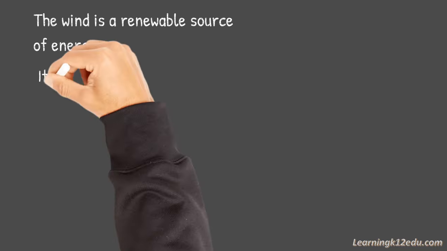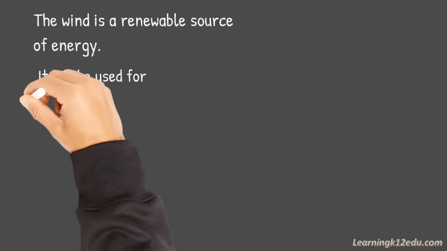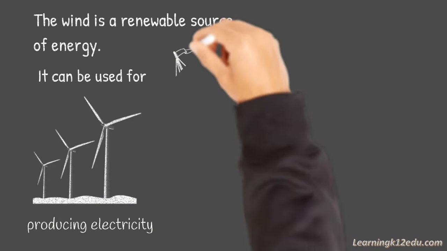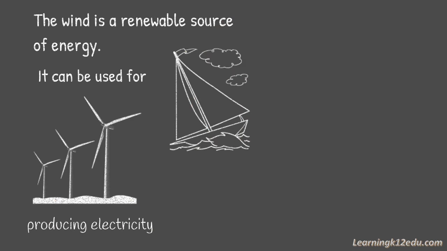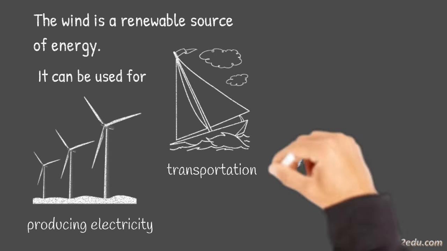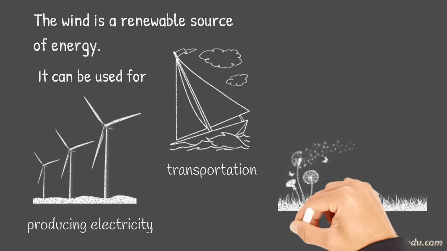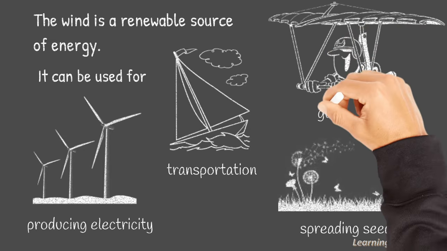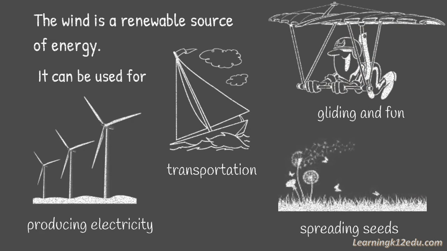The wind is a renewable source of energy. It can be used for producing electricity by windmills, transportation through sailboats, spreading the seeds of plants, gliding and feeling fun.